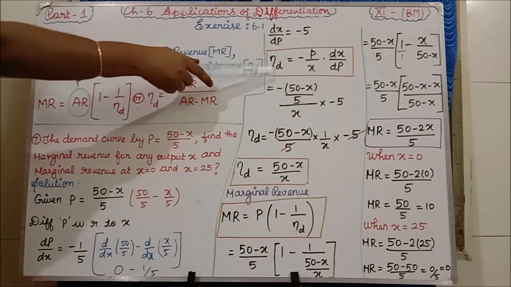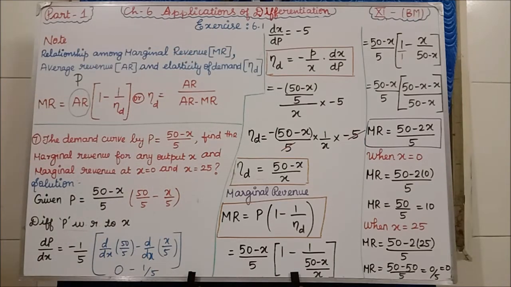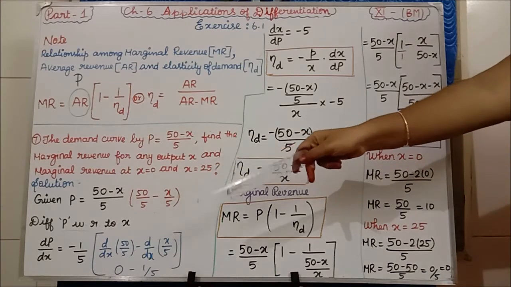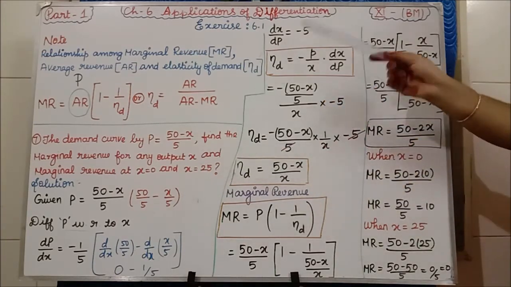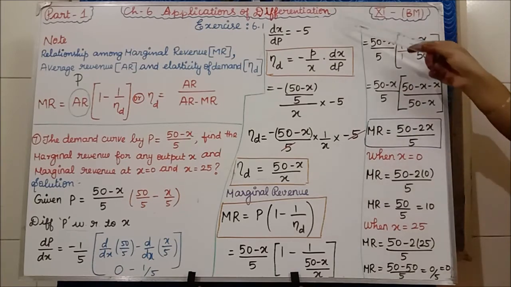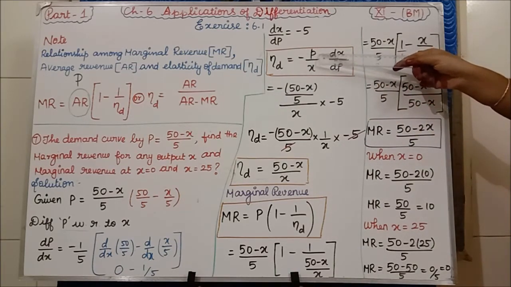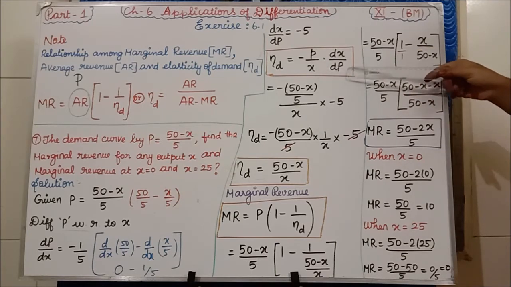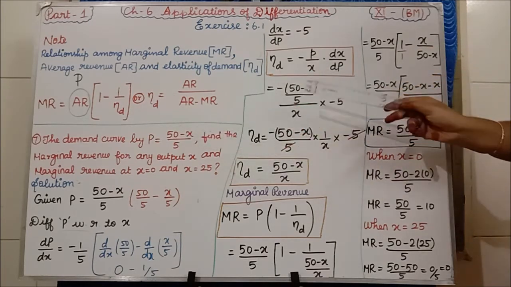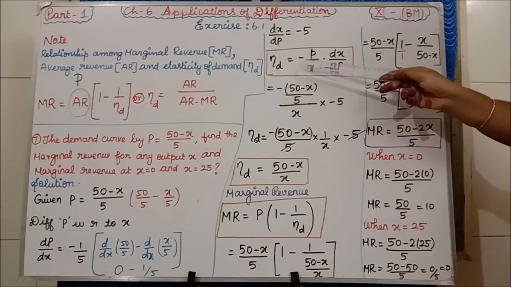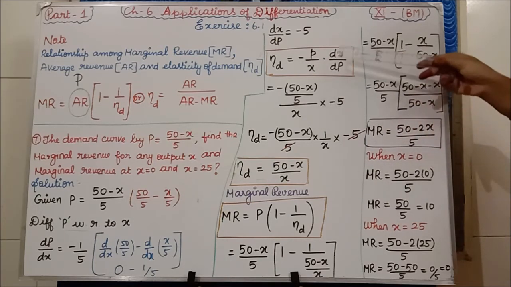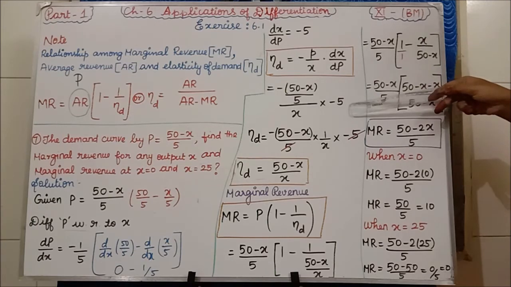But in elasticity of demand we have the formula minus P by x into dx by dp, isn't it? So for this dp by dx, if you take the reciprocal, we will get minus 5. Now we apply it in the formula. The formula is P by x into dx by dp. Price is 50 minus x divided by 5, divided by x, into dx by dp, which is minus 5.